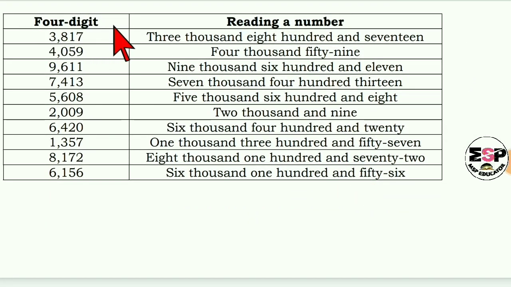Now see 4-digit numbers. Here, reading a number. So 3817. Okay. I form these numbers by using 0 to 9 digits.